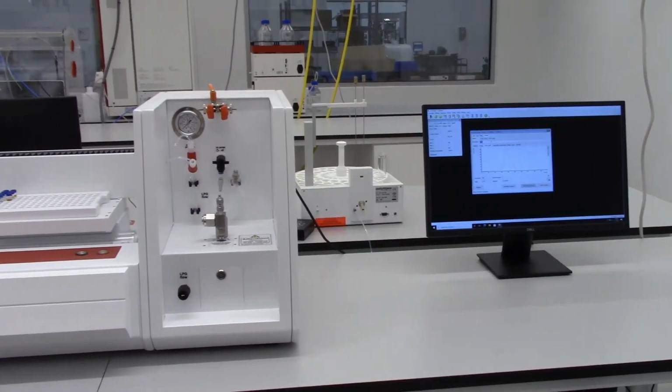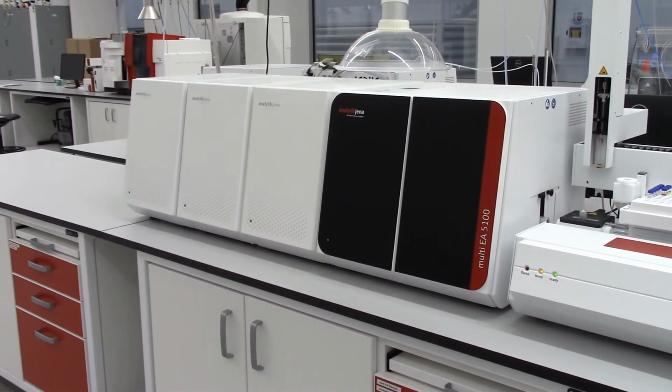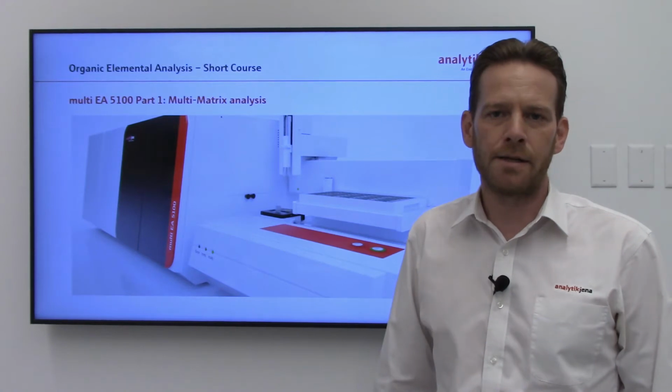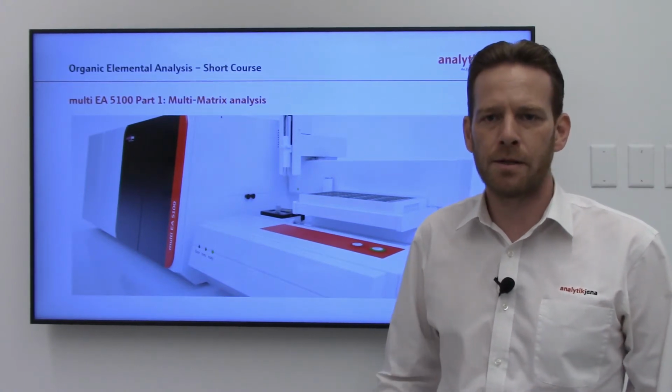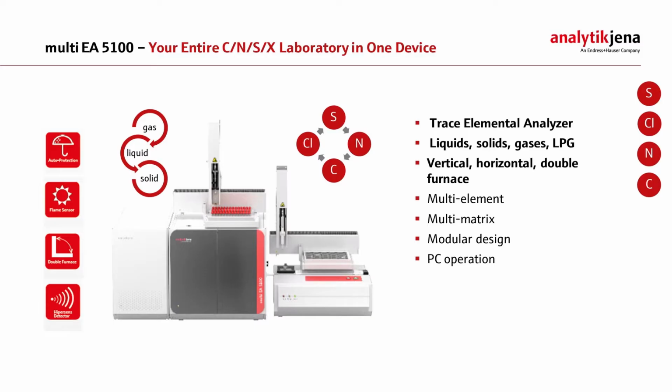The multi-EA 5100 is a combustion-based trace elemental analyzer specifically designed for applications in the oil and gas, refineries, as well as petrochemical industries. Today we are going to take a closer look at its capabilities at analyzing all kinds of different matrices in these industries, from solids over liquids to gases and LPG type samples. The multi-EA 5100 can analyze sulfur, nitrogen, chlorine and carbon in solids, liquids, gases and LPG type samples. It is therefore the most versatile elemental analyzer for these industries.